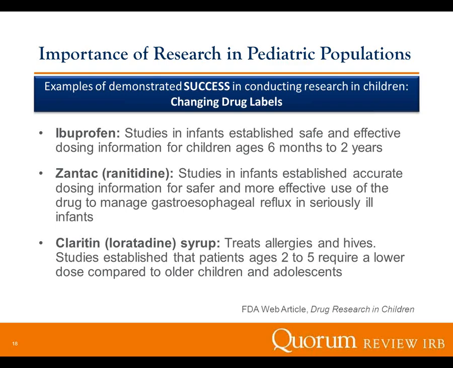Another drug is Xanax. Here, studies in infants established accurate dosing information for safer and more effective use of the drug to manage gastroesophageal reflux in seriously ill infants. Another commonly used drug is Claritin. This treats allergies and hives in children, and studies established that patients ages 2 to 5 require a lower dose compared to older children and adolescents. So there was definitely misdosing before this study was done because people were not taking into account the different ages and how a body may respond.